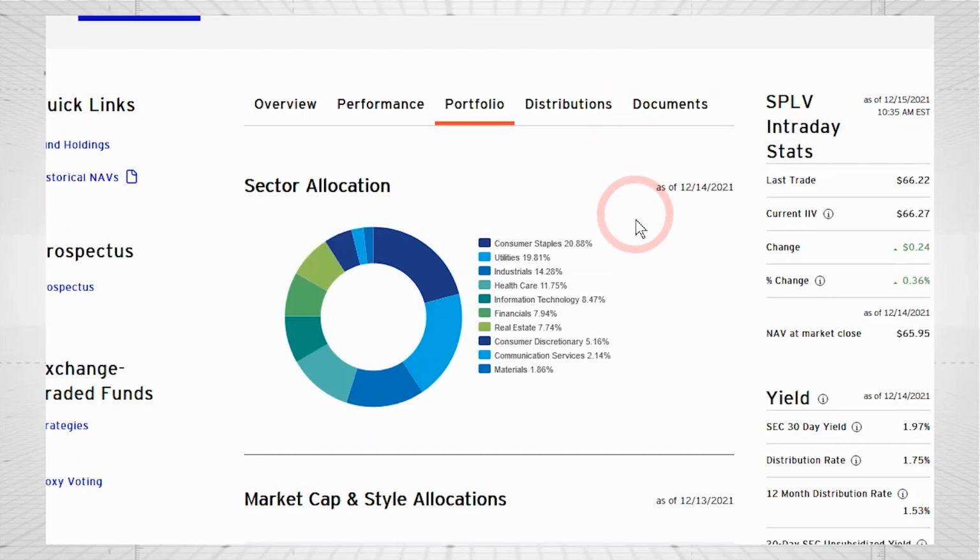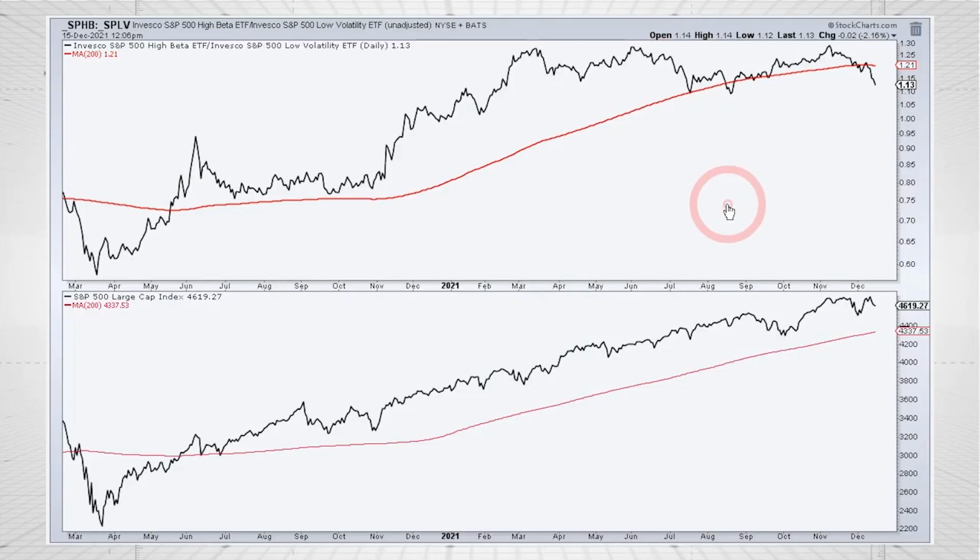And then if we look at the low volatility ETF, you can see the profile is different. Low volatility defensive sectors are dominating. Staples, 21%, utilities, 20%, healthcare, 11.75%. And so the way we track the risk aversion or risk on, risk off is with the ratio. And when that ratio rises, that means high beta is outperforming and there is risk on. And when it falls, that means high beta is underperforming or defense is outperforming. And that is a headwind for the market.